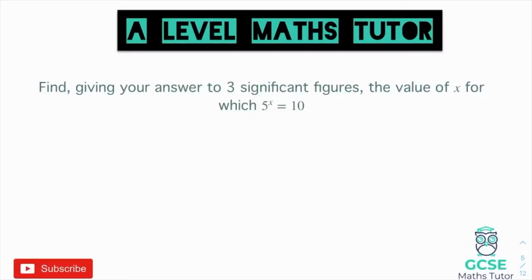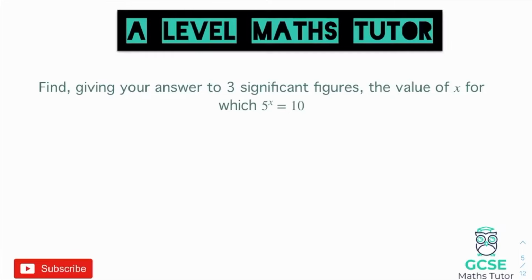Okay, so this question here will show you how obviously we can use logarithms to actually solve some of these indices problems. So we've got here, find, giving your answer to 3 significant figures, the value of x for which 5 to the power of x equals 10. Now this is quite nice, and this will show you why logarithms are so useful, because we can actually just type these straight into the calculator, but obviously it does mean that we have to know how to write this power as a logarithm.